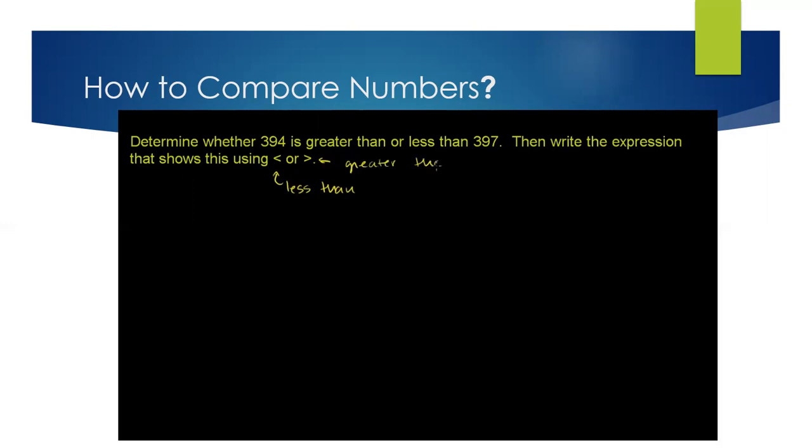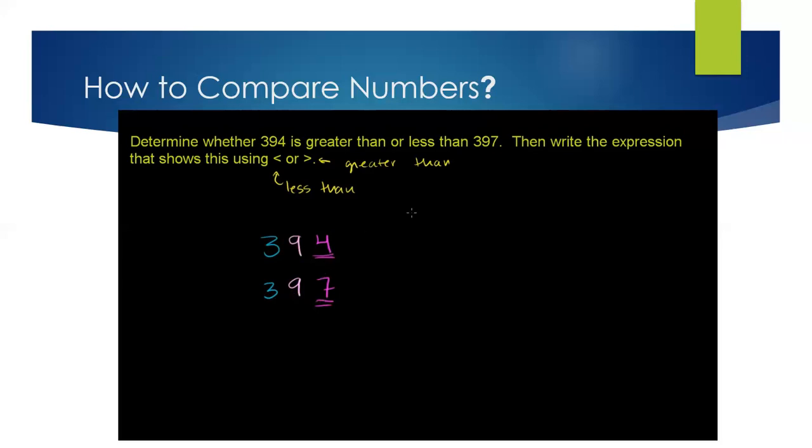Greater than. So first of all, let's just look at the two numbers, 394 and 397. So let me write them down. 394, 394, and the other number is 397. 397. Now, they both have 300s, so they're hundreds places equivalent. They both have 90, that 9 there. But this is 300 plus 90 plus 4. Plus 4, and this is 300 plus 90 plus 7, and we know that 4 is less than 7.